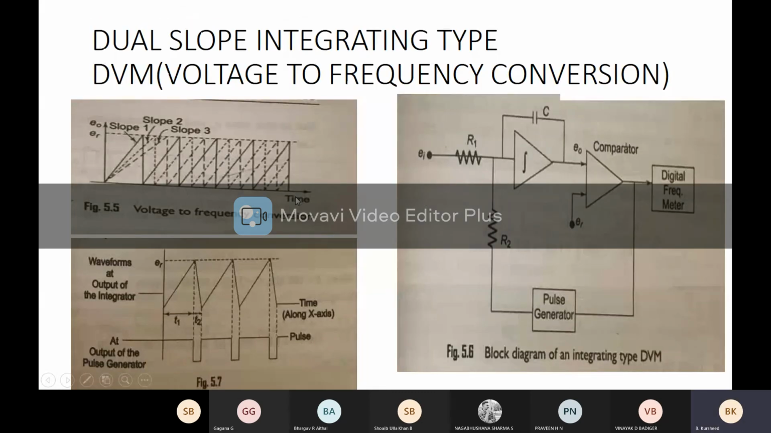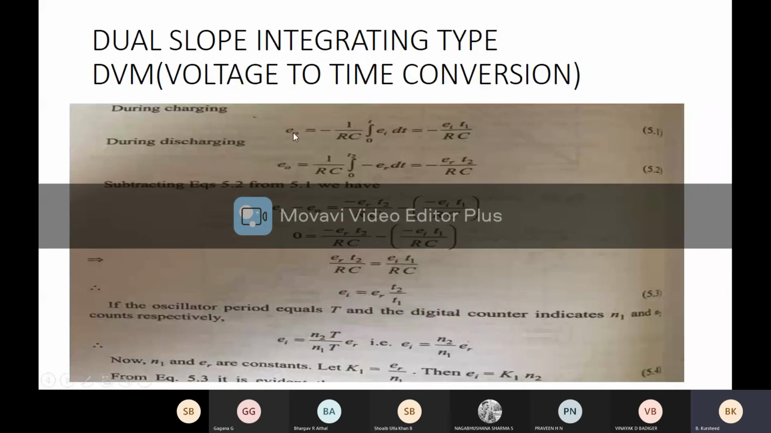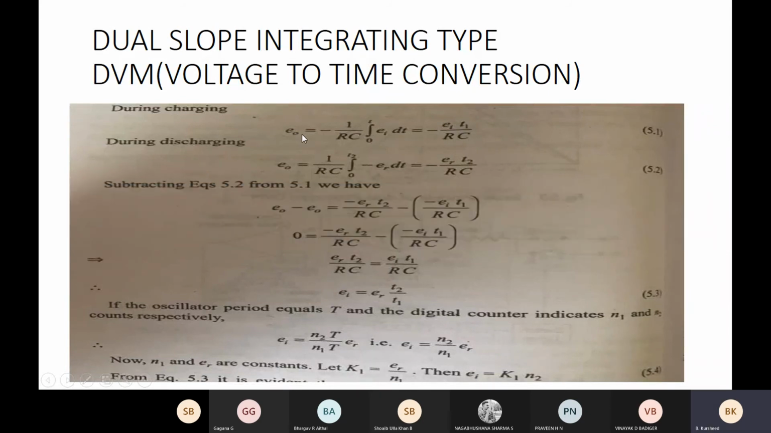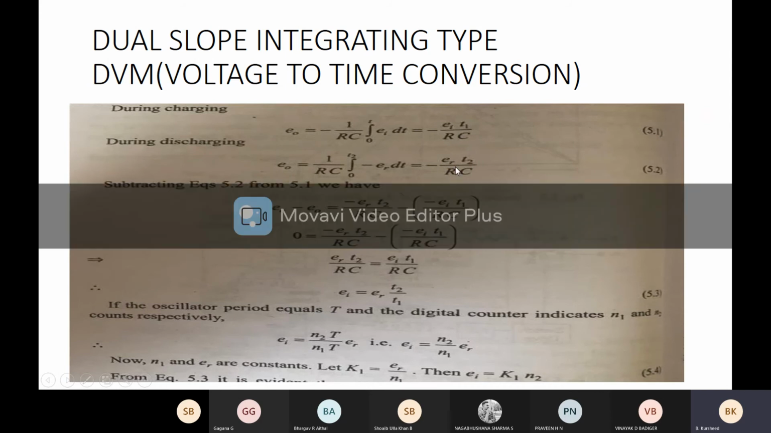Here is the E0 formula. E0 is equal to minus EI T1 by RC during charging time. During discharging time, E0 is equal to minus ER T2 by RC. This is charging time, this is discharging time.